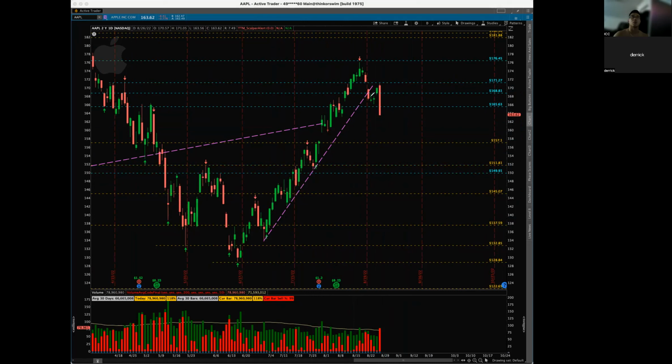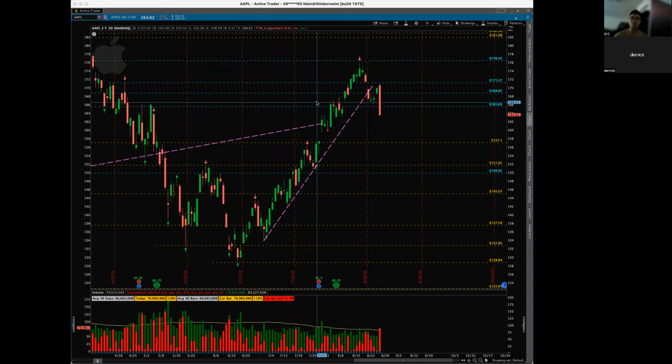Now, remember, by textbook, we have a breakdown in this scenario, a nice retest of that trend line that is now acting as resistance, and we had a huge flush on Friday. So something like this, just to start understanding the chart, plays a huge factor.